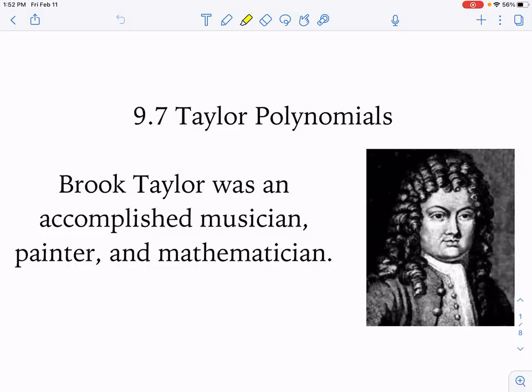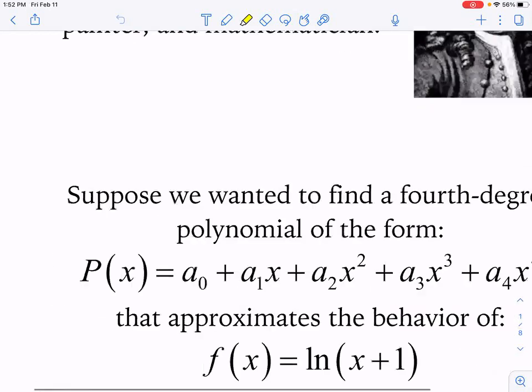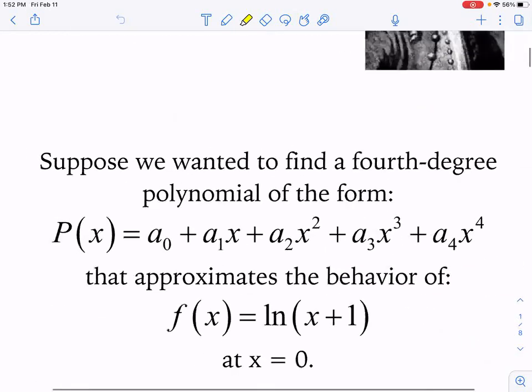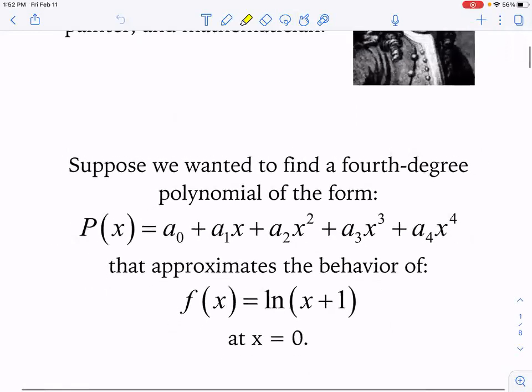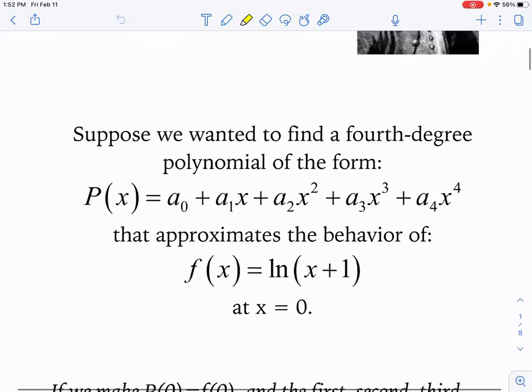This is Brook Taylor. He was the one who published the idea of Taylor polynomials. Okay, now I'm going to go ahead and let you just put your pencils down. You're not going to have to write this right now.